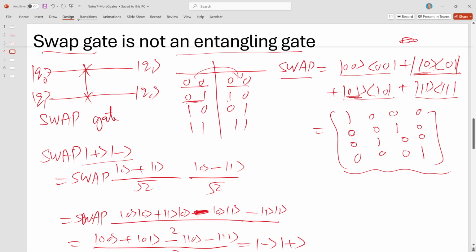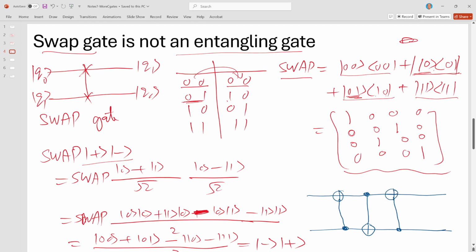And there's another very important thing that we can note about this gate, that this gate can actually be implemented using 3 control X gates. Control X, control X, control X. Okay, and we can easily check. For example, it's 1 and 0 here, so this becomes 1 and 0 here, and this becomes 1 and 1 here, and then this becomes 1 and 0 here.